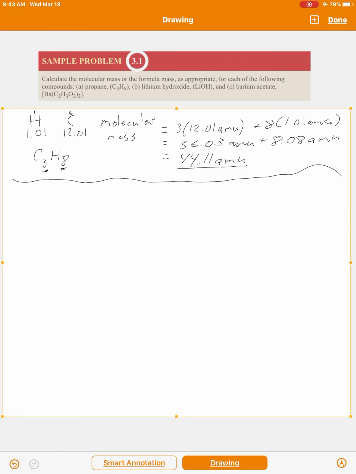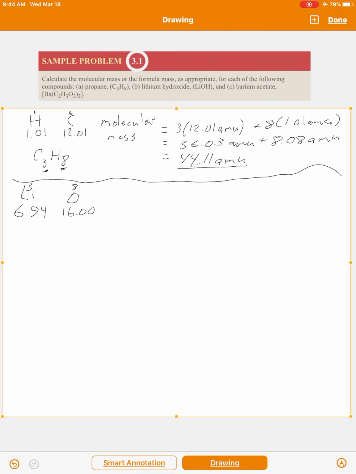Let's try the second one here. Second one is lithium hydroxide. Lithium hydroxide also has hydrogen, but it also has lithium and oxygen, so that's going to have a couple of different values that we need to throw in here. So I'm going to put in lithium. Lithium is element number 3, and it has an atomic mass of 6.94. Oxygen is element number 8, and that has an atomic mass of 16.00.